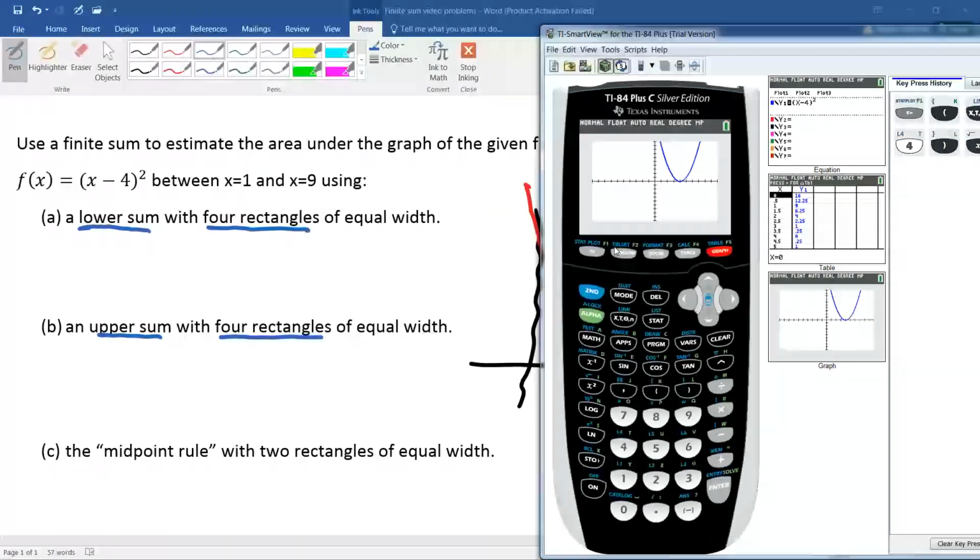And I'm going to go to table set first, which is above the window button. So second window takes us to our table setup. Right now my table starts at 0 and has a step size of 0.5. I want to change that. I want to start at 1 because my interval starts at 1. And let's do a step size of 1 also.